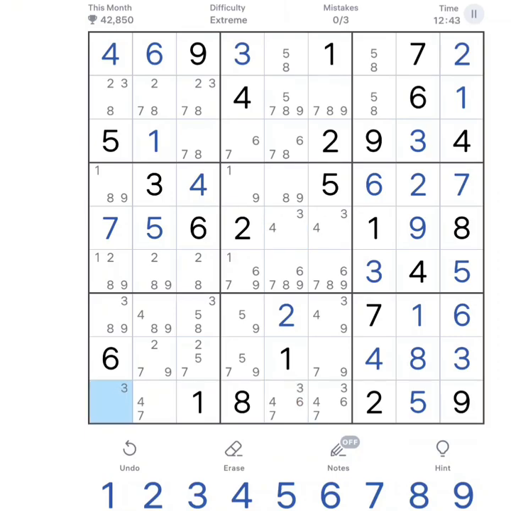Then, oh, wait, I have this 3 over here. What happened there? Did I not see it? Okay, this is 3. 3 cannot go there, there, or there. This is our 3. 3 cannot go here, here, there, or there. So we have a 3 there. We have a 4.